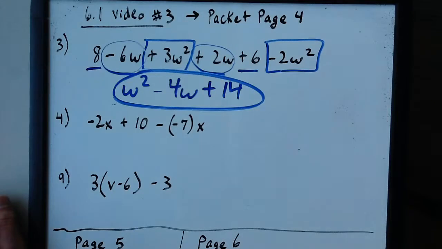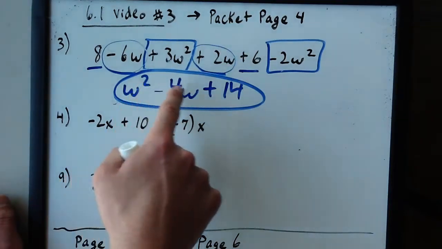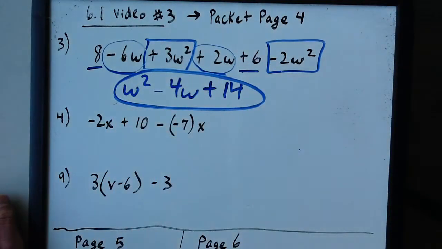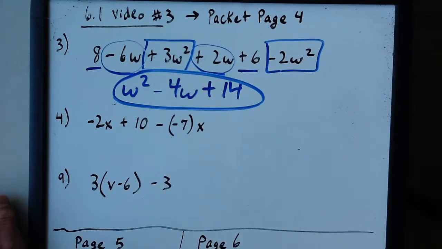Notice how this expression is written with the exponents going in descending order. It starts from my highest exponent 2, and then 1, and then no variable with an exponent on the 14 since it's a constant. The constant is the last term written in the expression.